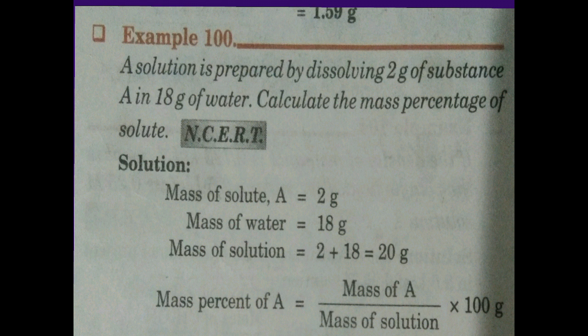The mass of solution will be the mass of solute plus the mass of solvent, that is 2 plus 18 equals 20 grams. So the mass of solution is 20 grams, and the mass of solute is 2 grams, which is already given. So the mass percentage of A equals the mass of A, that is 2, upon the mass of solution, that is 20, into 100. So it will become 10. So 10% is the mass percentage of solute. In this way we can calculate the mass percentage of any solute or solvent in the solution.